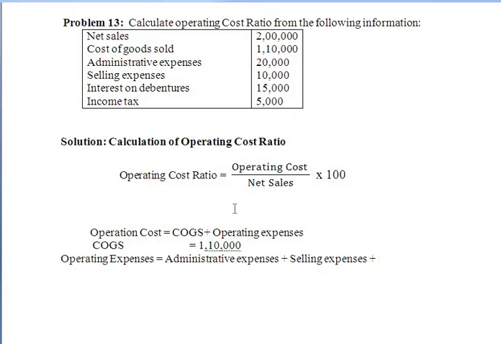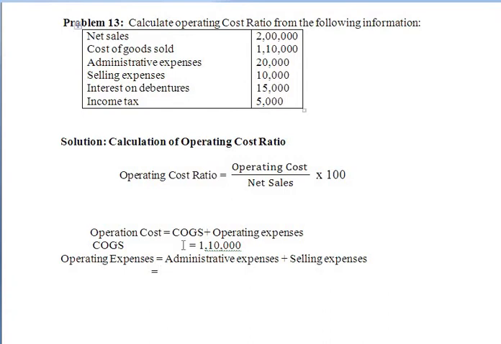Interest on debenture will not come, because it is a non-operating expense. Same is the case with income tax, because income tax also is a non-operating expense. Now put the values here, by which we will get the total amount of operating expenses.